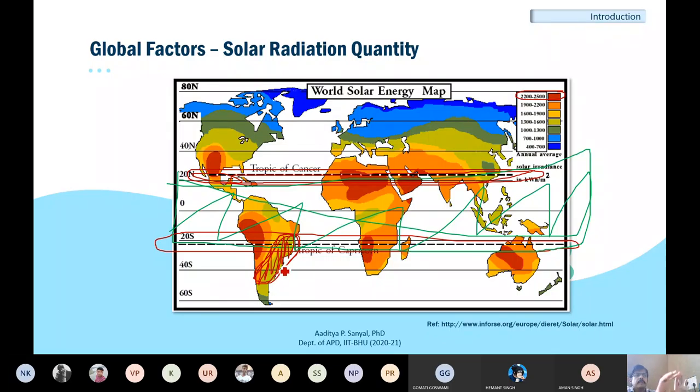This is your tropical region. This part is your tropics. And this green part, which I am pointing at, is beyond your tropics, right? Beyond your Tropic of Cancer and Tropic of Capricorn. It is outside. There is a certain reason why this part is in the greener zone. The irradiance is different. Can you tell me?